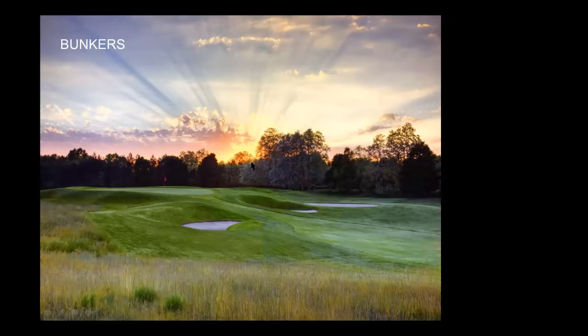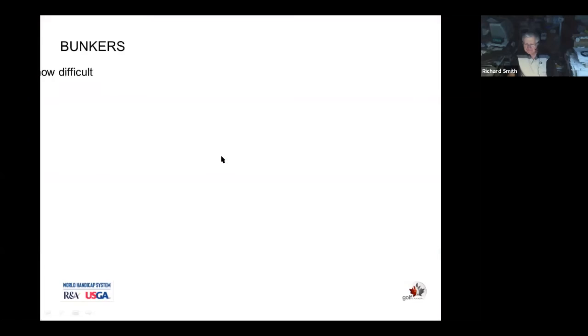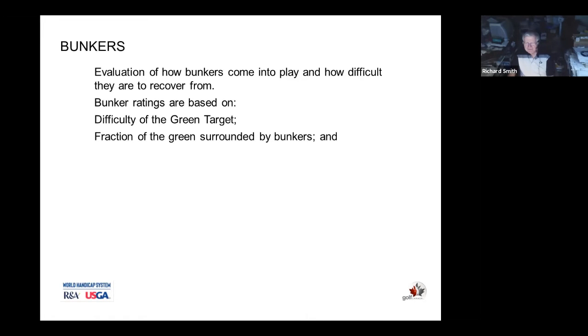Okay, the next obstacle are bunkers. How bunkers come into play and how difficult to recover from them, based on the difficulty of the green target, the fraction of the green covered by bunkers, and how difficult the bunkers are to recover from.